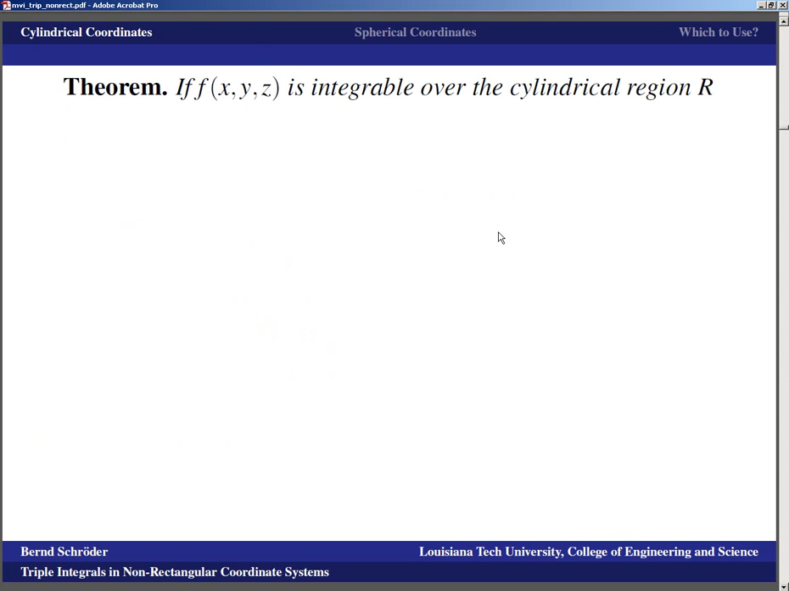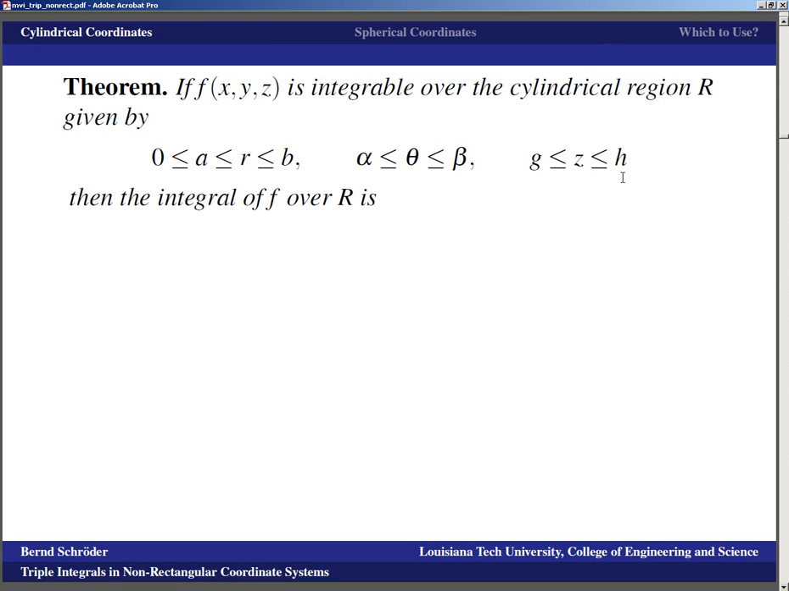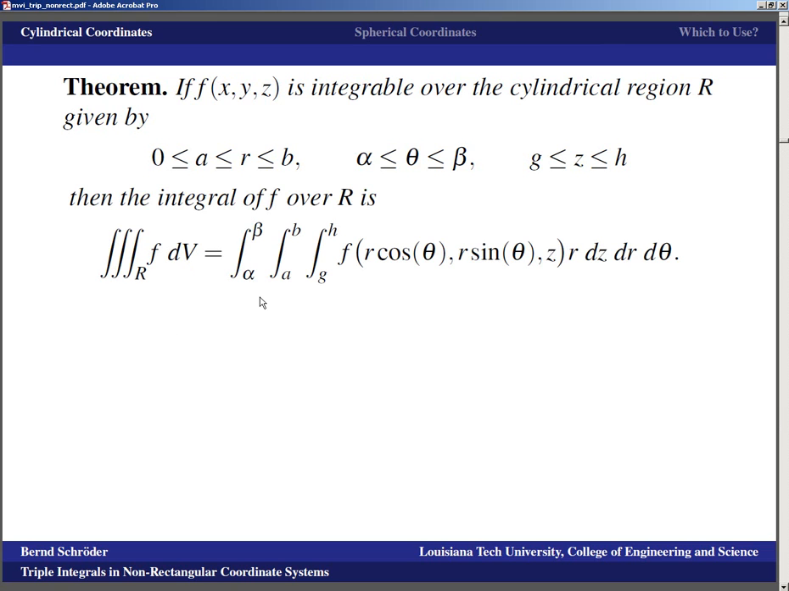So the theorem overall then is, if you've got f of x, y, z, and that's integrable over a cylindrical region R, which is given by the radius being between a and b, the angle theta being between alpha and beta, and the height being between g and h, then the integral of f over the region R is the triple integral of f over the region R dV, and that'll be the integral from alpha to beta in theta, the integral from a to b in r, and the integral from g to h in z.